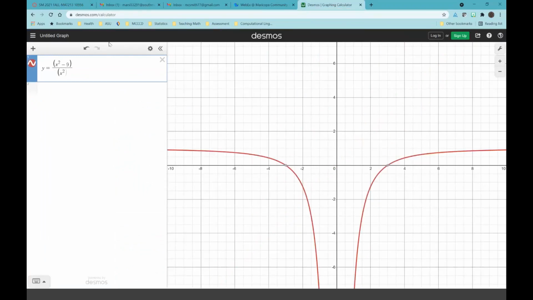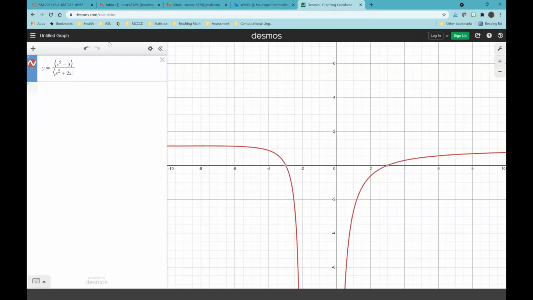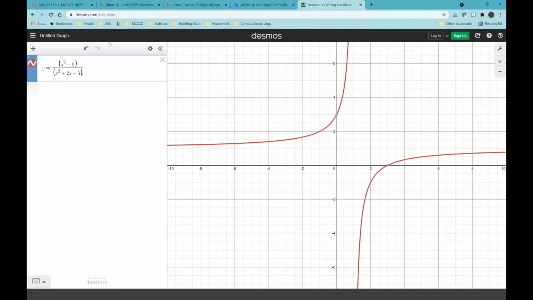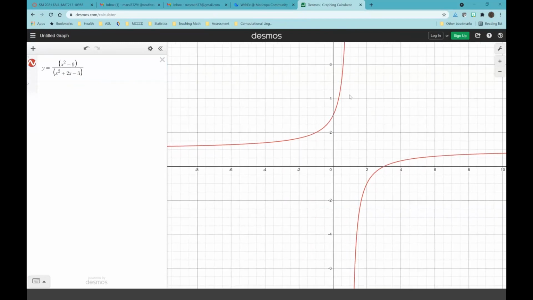Plus 2x. All right, so here's my function. Okay, you can see there's definitely a vertical asymptote, and where is it? Well, it's at x equals 1. As a matter of fact, Desmos will let me actually graph that, and you can see the vertical asymptote there.